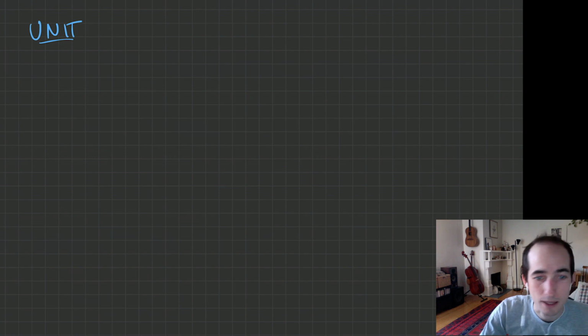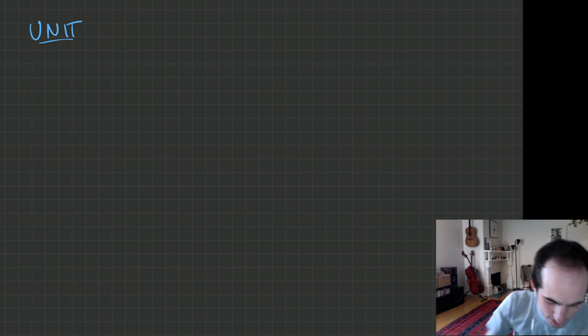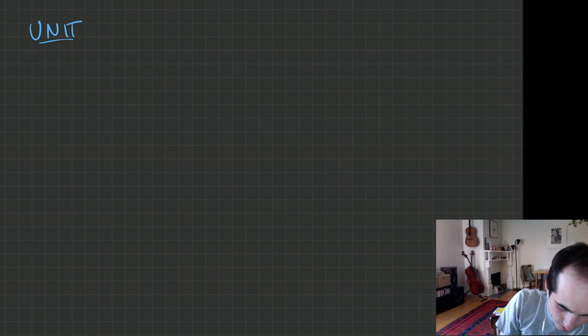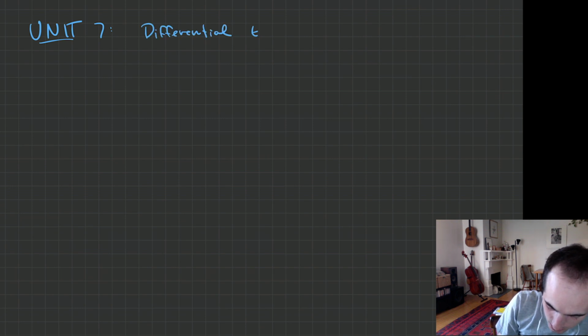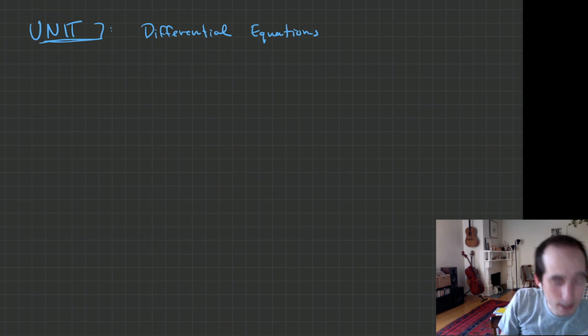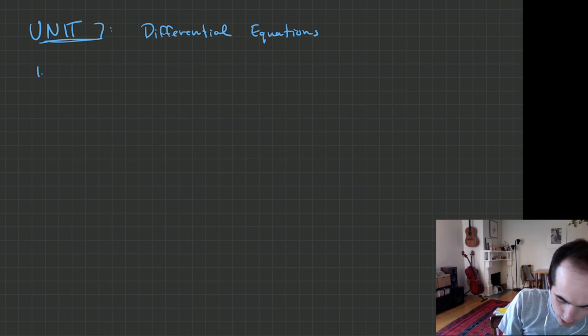So let's talk about Unit 7 real quick. I'll try to make this go by fairly quickly. There's, I think, 9 different sections. This is Unit 7, which is on differential equations. Okay, awesome. So the first one is just modeling differential equations.